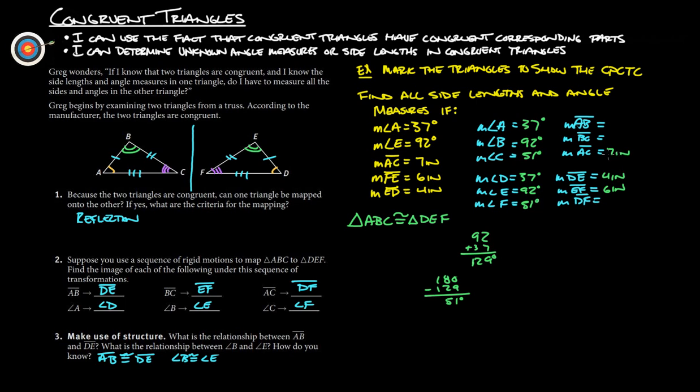Okay, and then this here, AC, is going to be the same as DF. So this DF is 7 inches. And then EF, that's going to be the same as BC. So EF is going to be 6 inches. And then DE is the same as AB, which is 4 inches. So now we've figured out every angle and every side of that just from this information there.